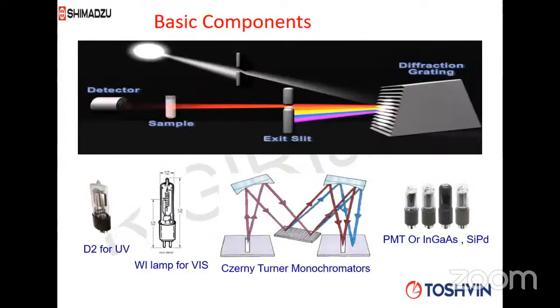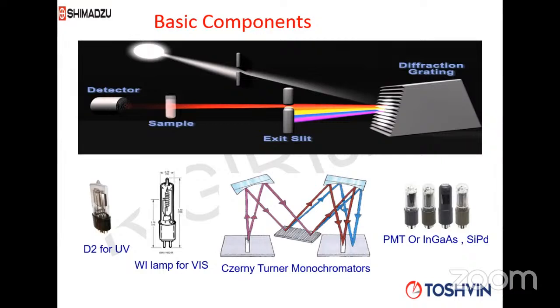Okay. And these are some other parts. You can use a D2 lamp for UV and a tungsten filament lamp for visible. There are different types of monochromators. The Czerny-Turner monochromator is one of the most popular, used in very high-end systems, and in all our systems we are using a Czerny-Turner monochromator. It's supposed to be one of the most powerful monochromators. And there are different types of detectors. PMT, as I told you, is the most sensitive one, the photomultiplier tube. Indium gallium arsenide, InGaAs.